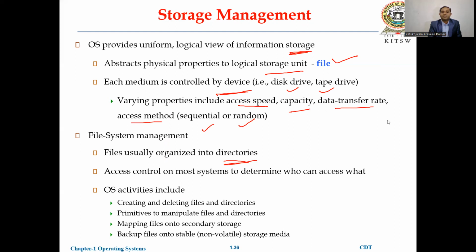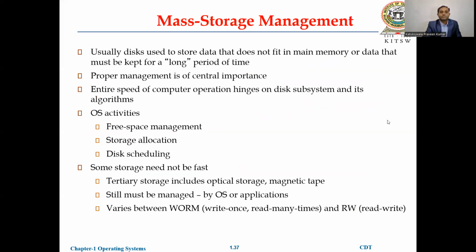Access control in most of the system determines who can access what, which file can be accessed by which user. So OS activities include creating and deleting files and directories, primitives to manipulate the files and directories, mapping files to the secondary storage, and backing up files on stable storage media. So these are the activities of the operating system.